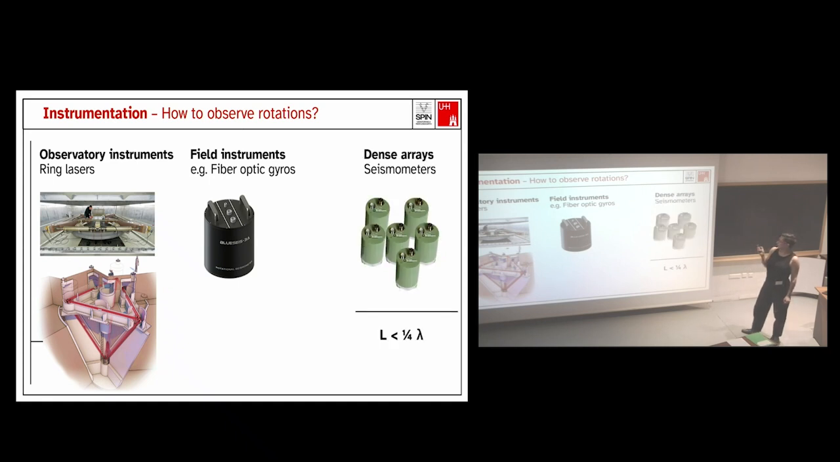Then, if you don't have one of these fancy devices at your disposal, but you do have a very dense seismic array, what you can do is use the seismometers together to extract the rotation rate. The principle there is that you need sensors that are closer than a quarter wavelength together, and then you can measure the spatial difference in motion between the sensors to get the rotation of the whole array around a central point. So that's a little bit finicky. There are a lot of assumptions going in there, but it works.